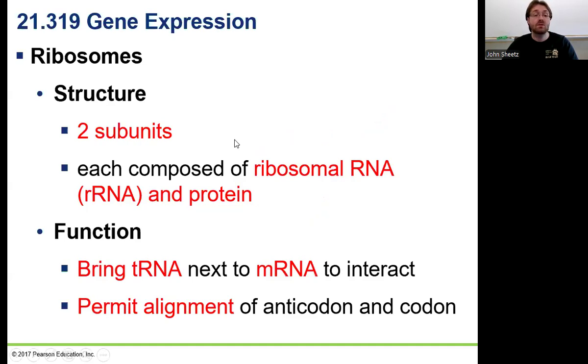Ribosomes have 2 unique subunits. One is composed of ribosomal RNA and one is composed of a specially folded protein. The purpose of a ribosome is to bring tRNA next to mRNA so that they can then bind to each other. This leads to a permanent alignment of the anticodon and the codon. Ribosomes are the only organelle present in prokaryotic organisms, and they are the smallest organelle, composed only of 1 folded protein and 1 chunk of RNA.